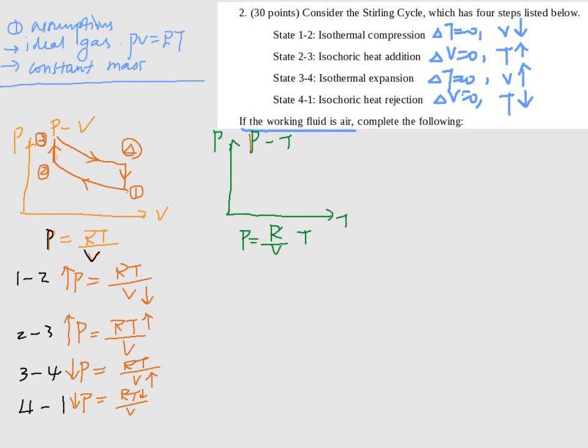So if we look at state 1 to 2, P equals R over V times T. State 1 to 2, V is decreasing, T is constant, R is constant, so our P is going to increase. On this diagram, T is constant, so it's going to be a straight line going up because the pressure is increasing. So we have 1, this is 2.